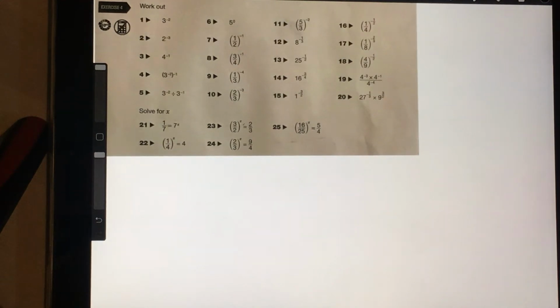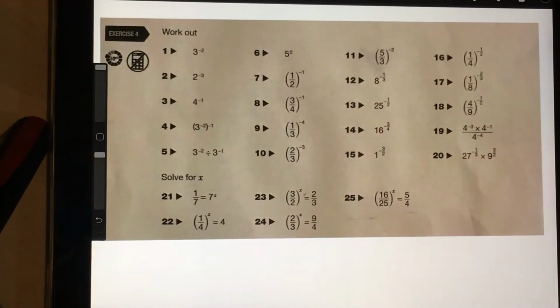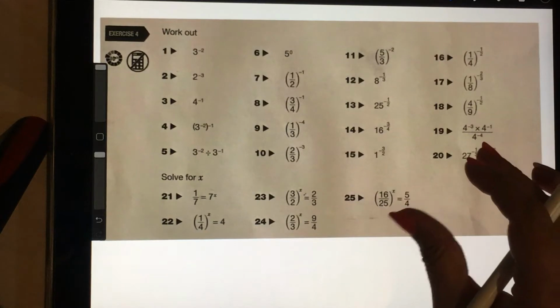Hi everybody. In this video I will be explaining fractional and negative indices. In one of the previous videos I explained fractional indices specifically. In this video we're going to combine them with negative indices. I handed you guys exercise 4 in class and I'm going to go through these 25 questions.